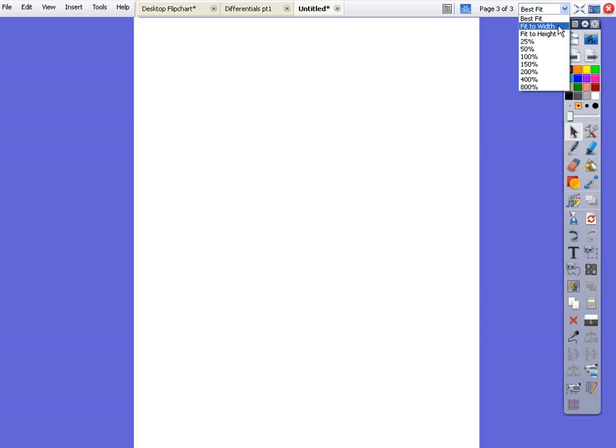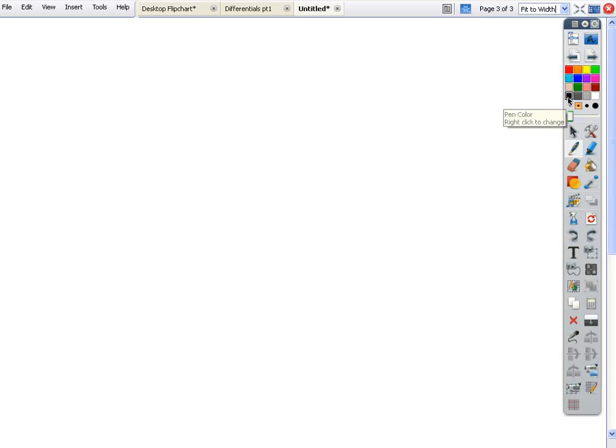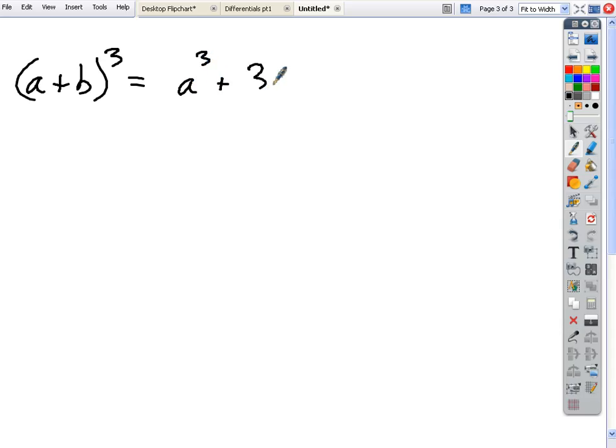Okay, don't say anything. See if everybody can do this now. What is (a + b) cubed? So what is it? A cubed plus 3a squared b. The a's are moving down, the b's are moving up. Plus 3ab squared, plus b cubed. Okay, so let's try an example then.